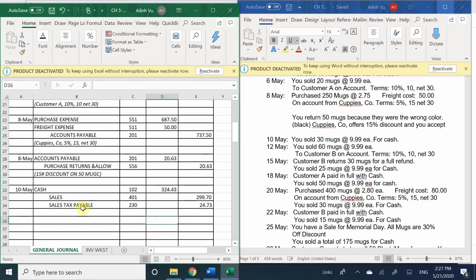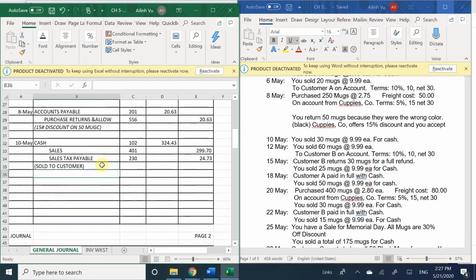All right. And then this one, we just sold to random customers. So I'm just going to say sold to customers. It did not say specifically who we sold it to. So we're just going to say we just sold it to random customers. Sold to customers. Okay. All right.